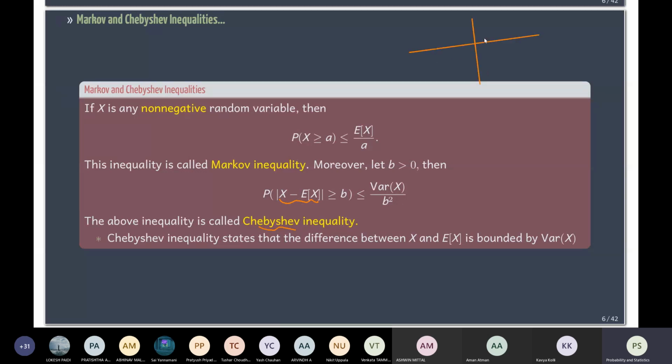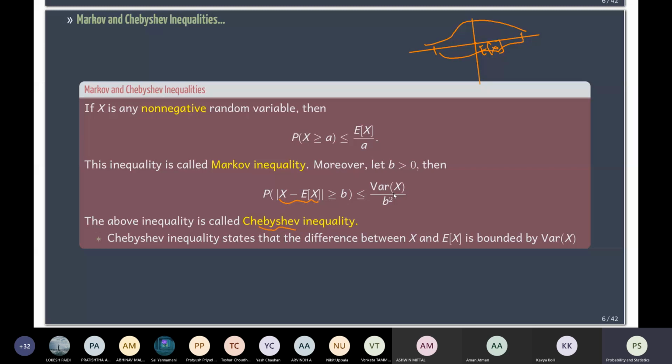Because from the probability distribution, we know that the spread is given by this variance and so on. So how far my x is from the expected value must depend on the variance, the spread of the data. Okay, the difference of x from the expectation must be bounded by the spread of x. So that looks intuitive.